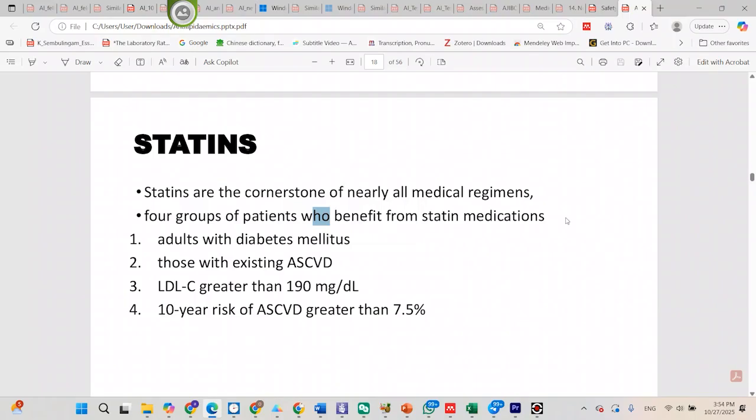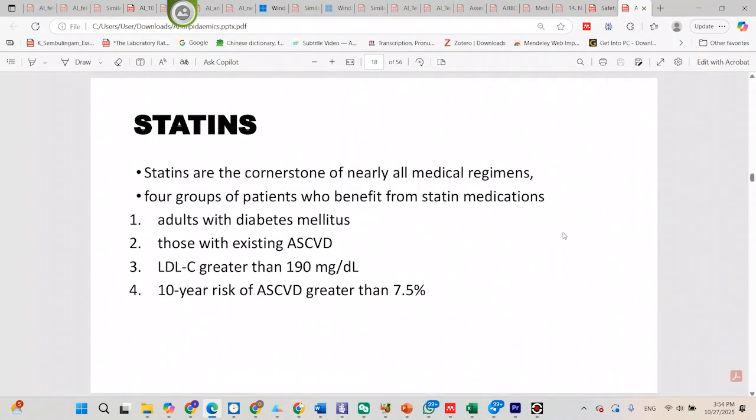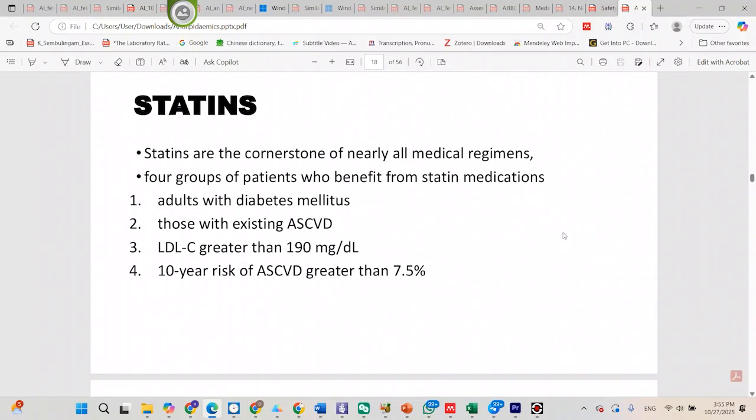Now, statins are still the cornerstone when it comes to small molecules. Statins are the cornerstone of nearly all regimens for treating dyslipidemia. And 4 groups of patients will benefit from statin medications. We have adults with diabetes mellitus, okay, because diabetes will increase your chances of dyslipidemia and atherosclerotic cardiovascular disease. So adults with diabetes mellitus will benefit from statins.